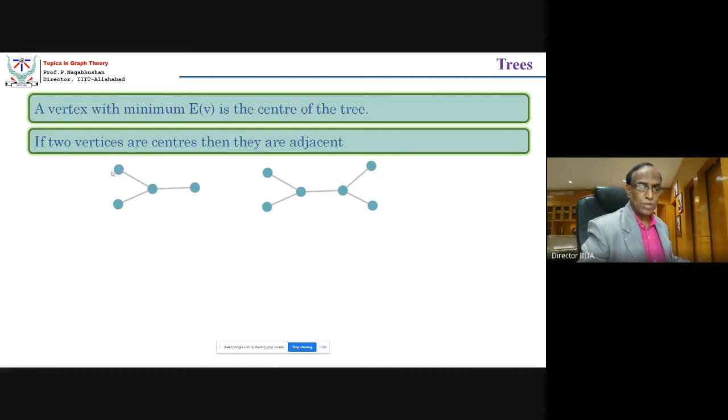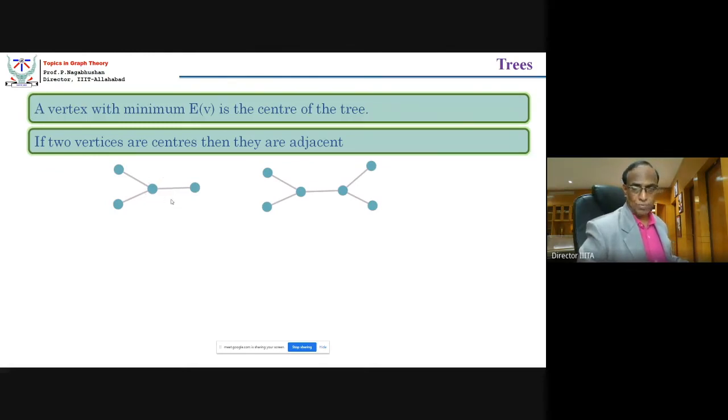What is the eccentricity of this vertex? The eccentricity of this vertex which I am marking is 2, because the farthest vertex for this is either this or this. Therefore, the eccentricity is 2. What is the eccentricity of this vertex? The farthest vertex is this, and the eccentricity is 1. And what is the eccentricity of this vertex? It is 2, because the farthest vertex is this. So we have 2, 2, 2, and 1. This is the vertex with minimum eccentricity. Therefore, this is the center of the tree.